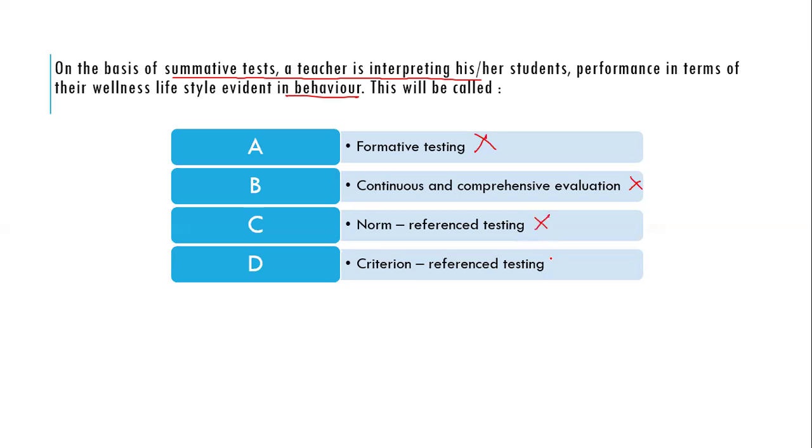So it cannot be that. It should be criterion referenced testing. Like we can have some criteria, like how he dresses, how he grooms himself, how he speaks, how he walks, how he sits, also how much knowledge he possesses. Like in an interview, we can have it as criterion referenced testing. Yes, that's the right answer.